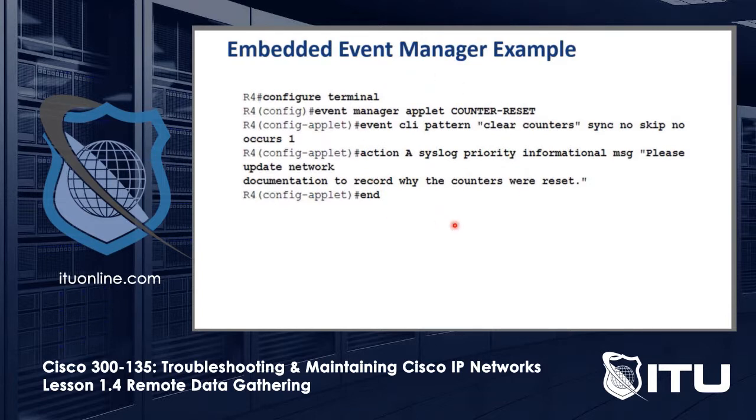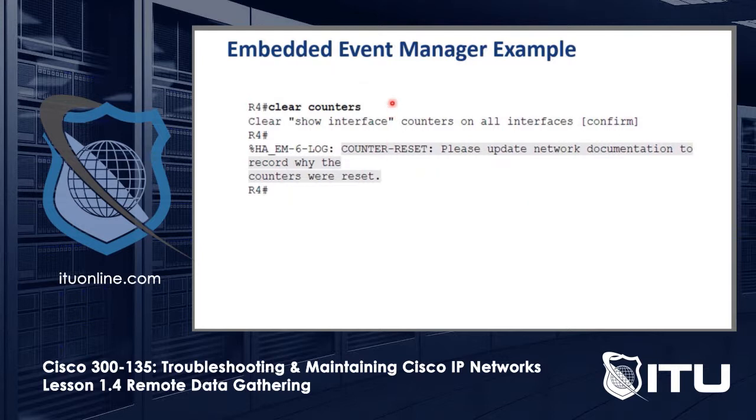So here would be an example of configuring it. Go into global configuration and then say event manager applet, and then whatever you want to call this, counter reset. And so then we'll say the event, and we want this command line pattern, clear counters. And we want to make sure that if this occurs once, don't skip it. Then the action is, if we have a Syslog priority, we're going to have an informational message: Please update network documentation to record why the counters were reset.